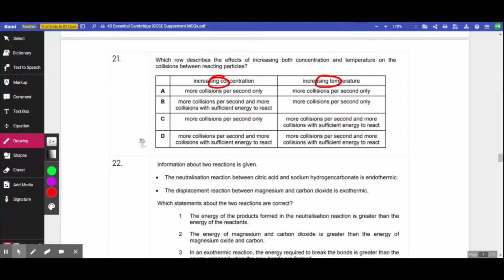But we also found that D is the biggest temptation for making a mistake. So around about 12% of candidates actually picked D. So let's go through this and see why they may have done that. Increase in concentration has no effect whatsoever on energy, so we can eliminate that completely.